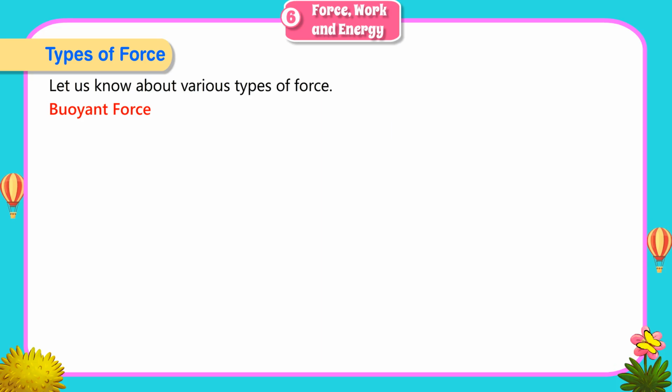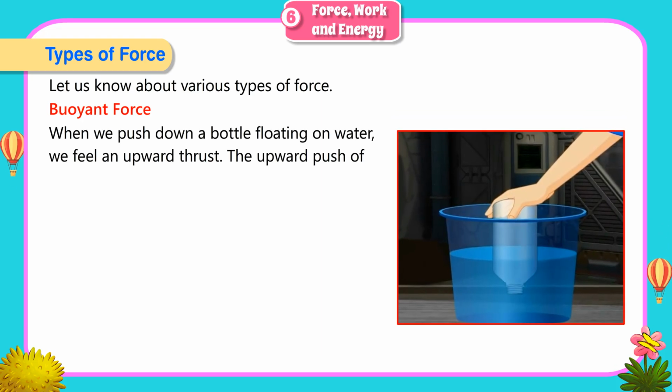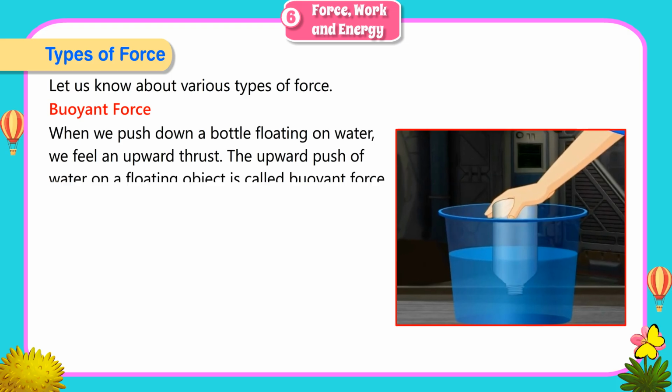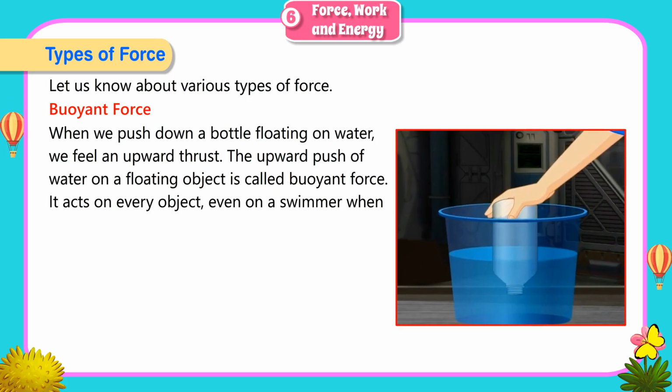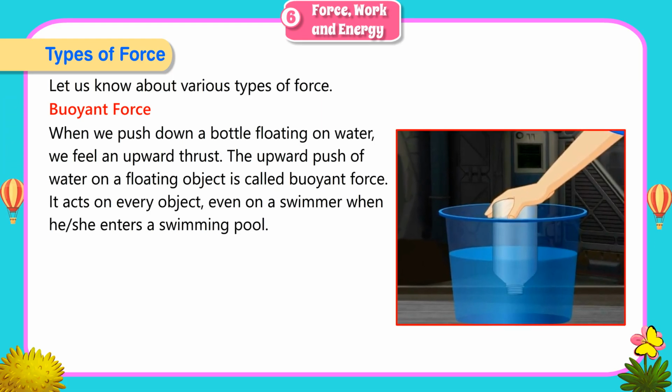Buoyant force. When we push down a bottle floating on water, we feel an upward thrust. The upward push of water on a floating object is called buoyant force. It acts on every object, even on a swimmer when he/she enters a swimming pool.